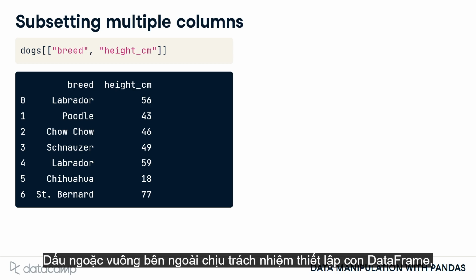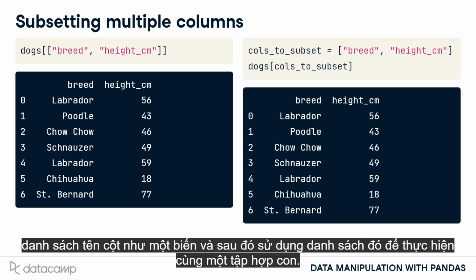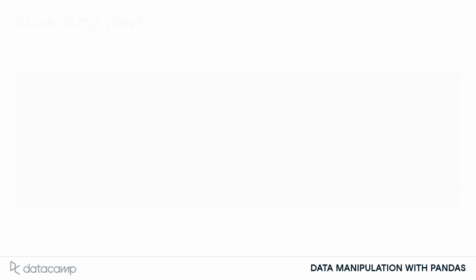The outer square brackets are responsible for subsetting the data frame, and the inner square brackets are creating a list of column names to subset. This means that you could provide a separate list of column names as a variable, and then use that list to perform the same subsetting. Usually, it's easier to do in one line.